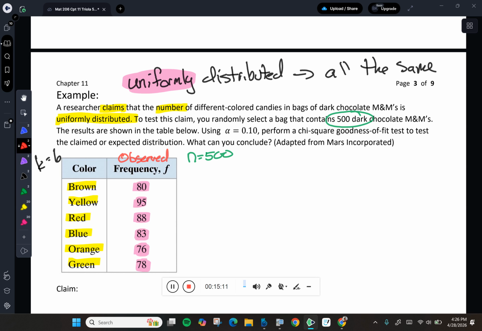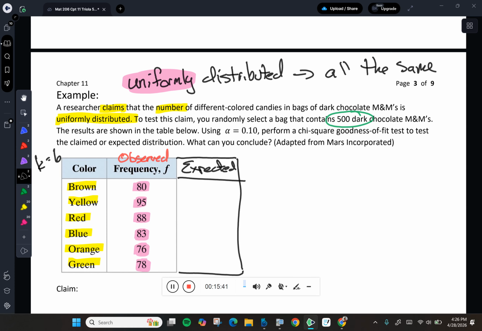Right. Now, what we need to make this work is we need to know what are the expected frequencies. So actually I put this green right here in a bad place, so I'm going to erase it because we need to create another column over here that's going to have our expected in it. Right? Now, how do I get my expected frequencies? What is the expected number of brown?